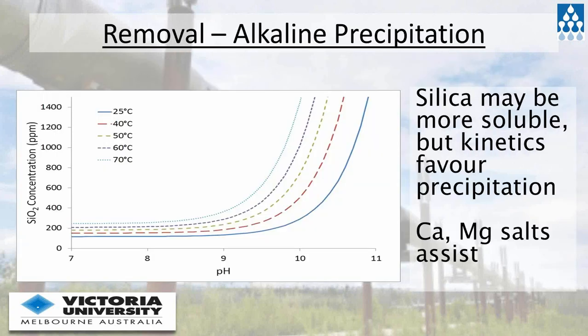Now, one of the things that gets discussed a lot about alkaline removal, theoretically, as we saw before, is that silica should become more soluble as we go to higher pH. But it's been described by others that the kinetics favour precipitation. Part of that comes down to the fact that the extra solubility comes from the formation of the ions and also from different dimers, trimers and polymers. As we're starting to form those, we're effectively starting to precipitate the material.